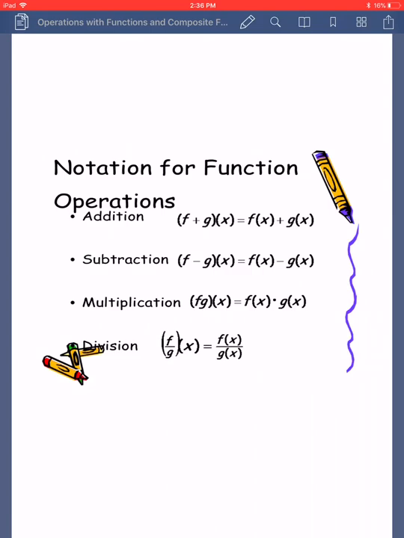So there are different ways you can write an addition of functions. So f plus g of x, or you can write it as f of x plus g of x. For subtraction, you can have f minus g of x, which is the same thing as f of x minus g of x. For multiplication, there's f times g of x, which is the same thing as f of x times g of x. And then for division, we can have f over g of x, which is the same thing as f of x over g of x. So these are just different ways to write the notation.